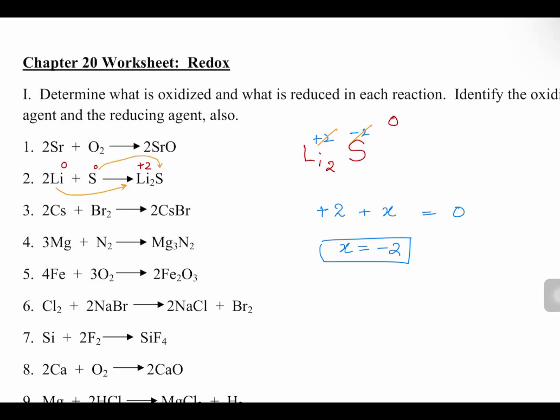So 0 to +2 means this is increase in charge, and increase in charge is oxidation. And sulfur is changing from 0 to -2. This is the decrease in charge. And you know the decrease in charge is, you can say, reduction. Decrease in charge is reduction. Okay?